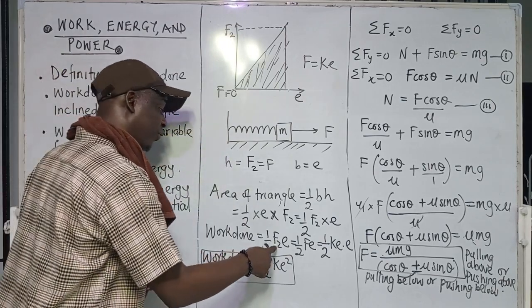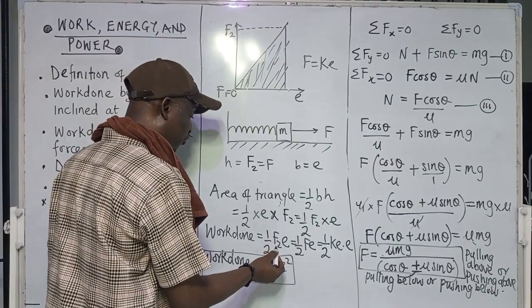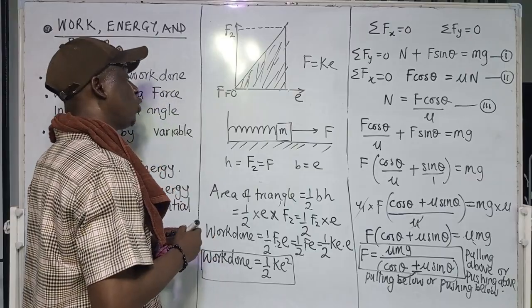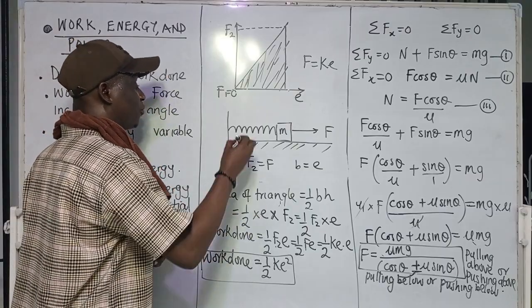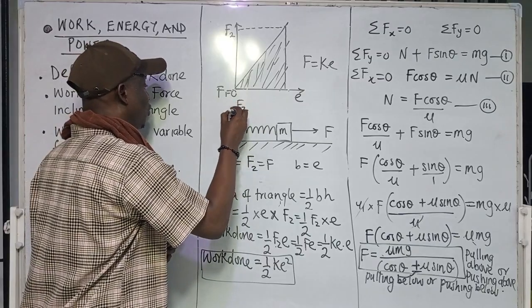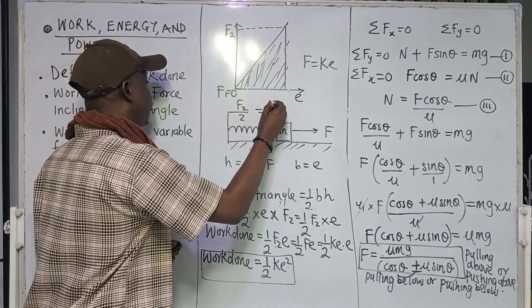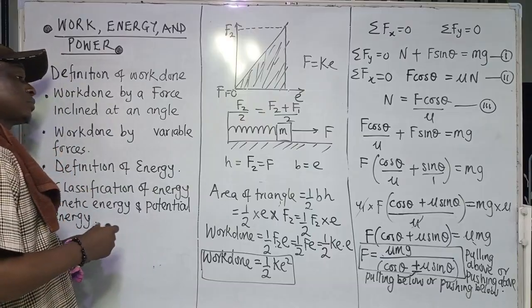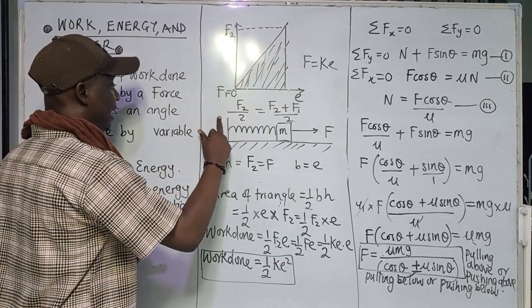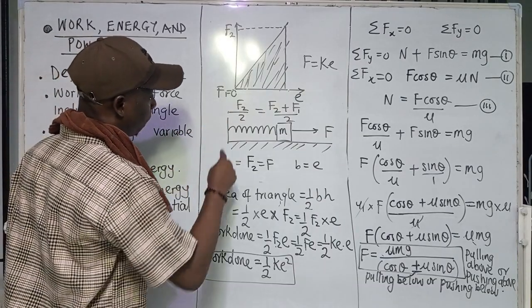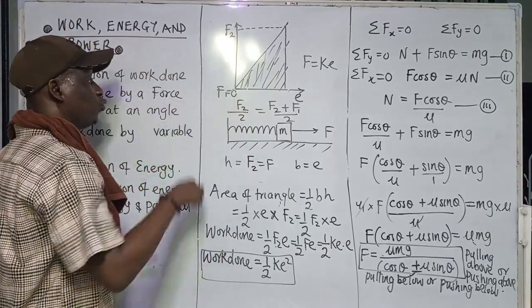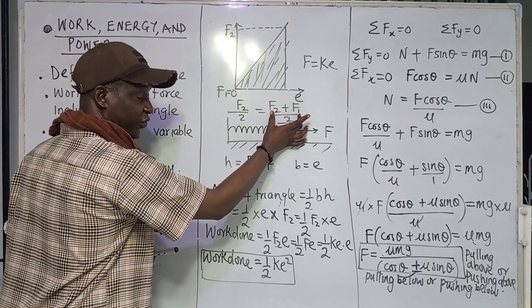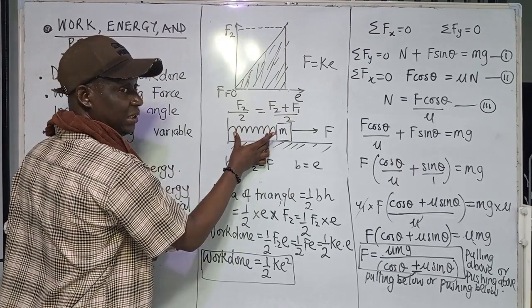Listen. Now this force that we just solved, 1 over 2 F2 or 1 over 2 F, is what we call the average force. You can still get that force from F2 over 2, which is gotten from F1 plus F2 divided by 2, where F1 is 0. So this is what we call the variable force that is acting on the string.